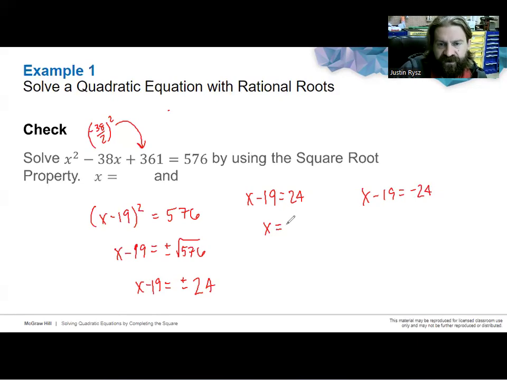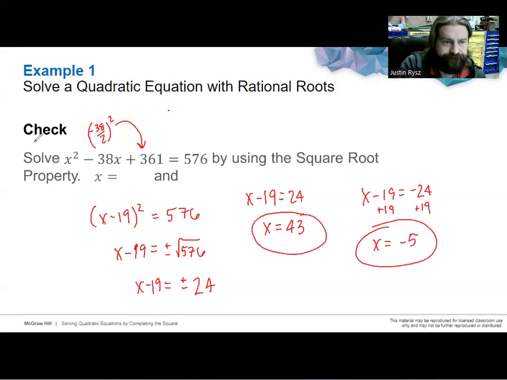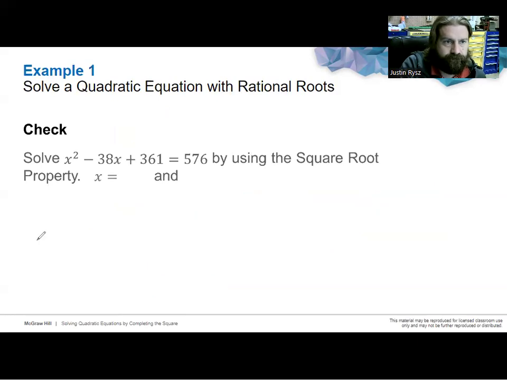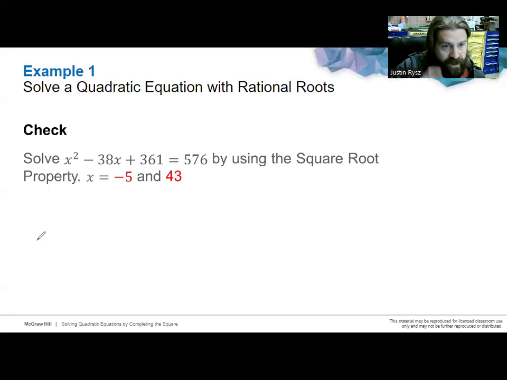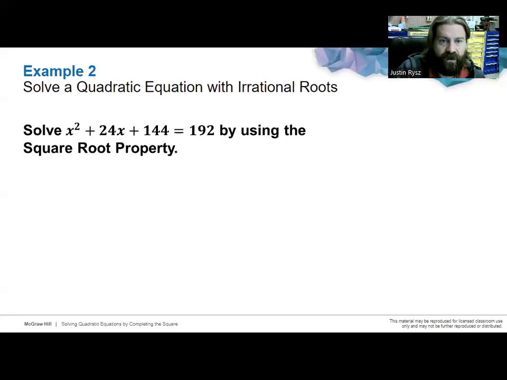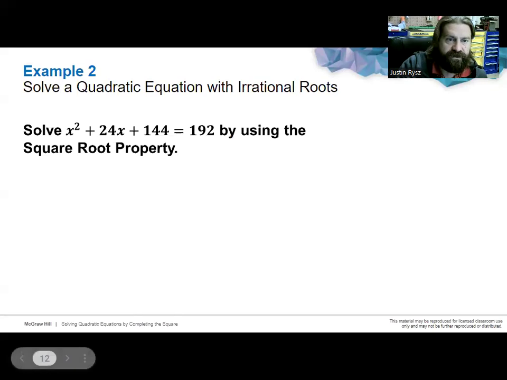If I add 19 over to 24, that would be 43. If I add 19 over to negative 24, that would be negative 5. There are our two solutions here. Yay, I did it right. Okay, next, let's check this other one.